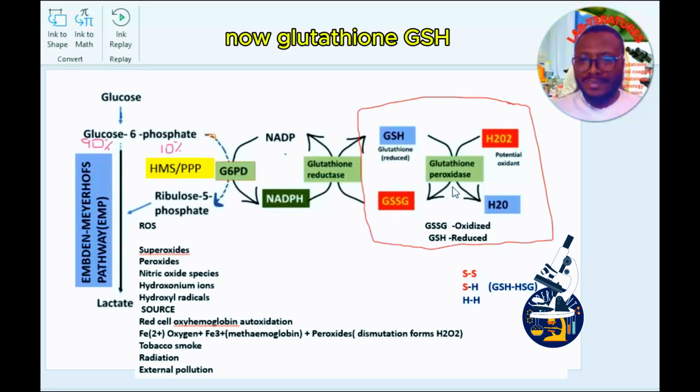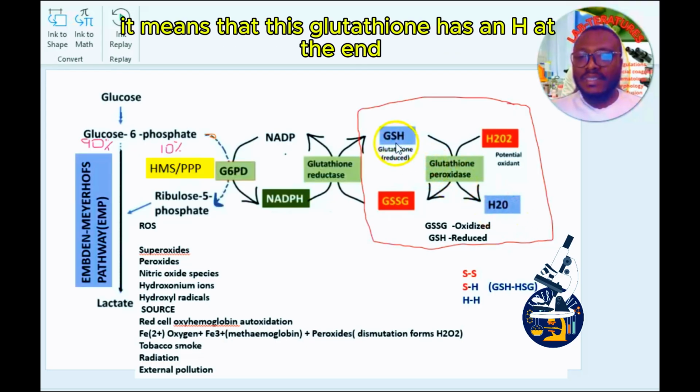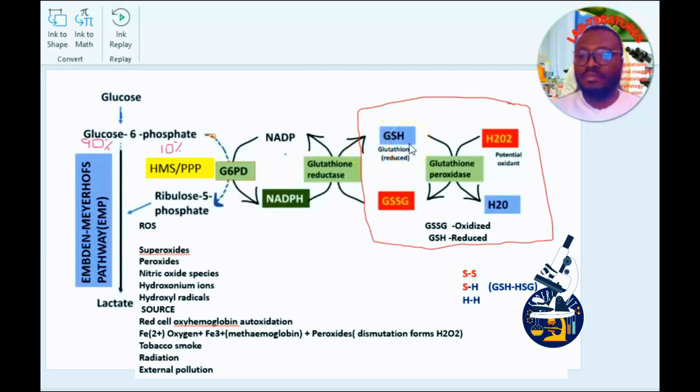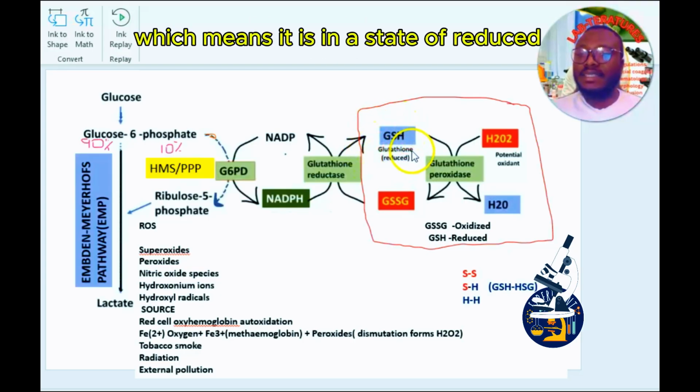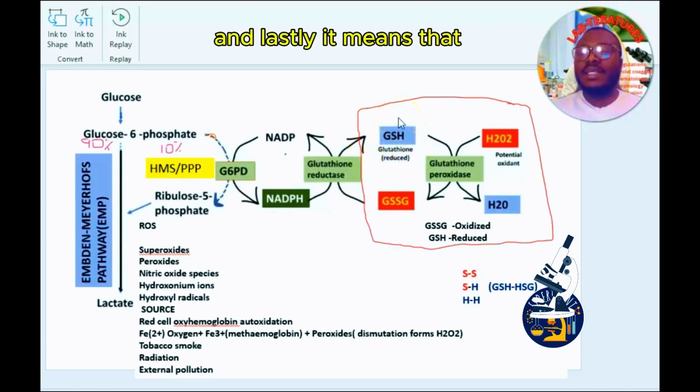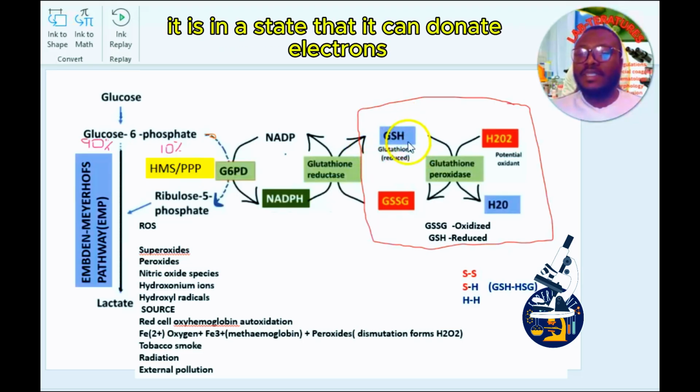Now, glutathione. GSH is glutathione sulfhydryl. It means that this glutathione has an H at the end, which means it is in a reduced state. And lastly, it means that it is in a state where it can donate electrons.